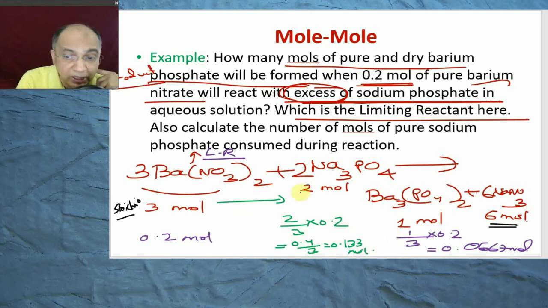And if 3, 2, 1 is the stoichiometric relationship, then what is 0.2 against what? So 3 requires 2, then 1 will require 2 by 3, and 2 by 3 into 0.2 comes to 0.133 mole of sodium phosphate consumed. Similarly, if 3 moles give 1 mole of the product barium phosphate, then 0.2 mole will give 1 by 3 into 0.2, that is 0.0667 mole, right?